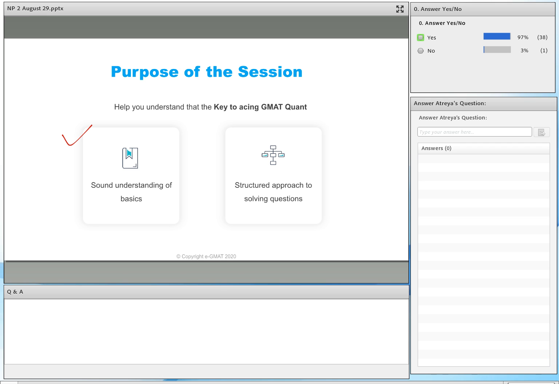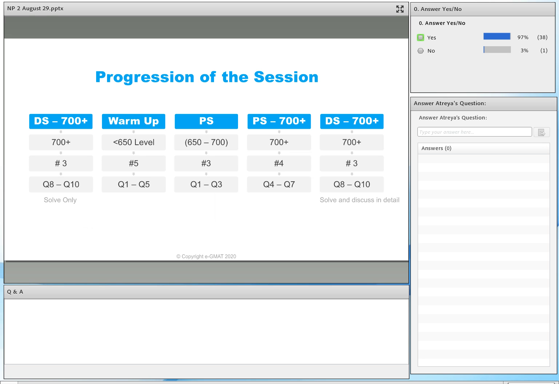The first thing is you need to have a very strong understanding of your basics, because without basics, comprehending the question becomes very difficult. The second thing is, once you have a strong foundation and know all the concepts, you need a structured method to solve the questions at hand using the concepts that you already are aware of. As far as the progression of the session is concerned, I'll first start off with 3 difficult data sufficiency questions, which are in the range of 700 plus, right? These are difficult questions. After these 3 difficult questions are done at your end, understand I'm not going to discuss these questions right at the beginning.